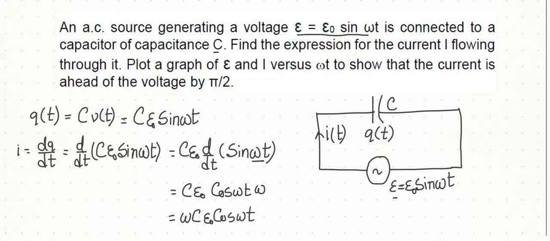Now it is said to find the expression of the current. We have obtained that. Then plot a graph of E and the current versus omega t, so that the current is ahead of the voltage by pi by 2. So let us write down two things. The voltage across the capacitor, denoted V(t), is E0 sine omega t.